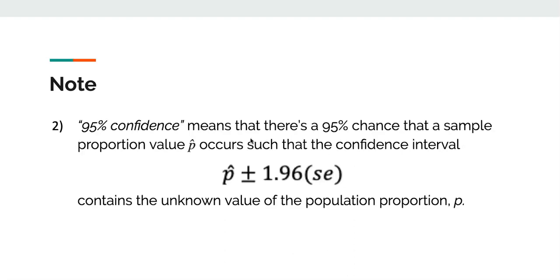All right, number 2. 95% confidence means that there is a 95% chance that a sample proportion value p hat occurs such that the confidence interval, p hat plus or minus 1.96 times the standard error, contains the unknown value of the population proportion p. 1.96 is from the Z-score of the 95% confidence level, right? So they're basically giving you the formula for the 95% confidence interval for a population proportion.